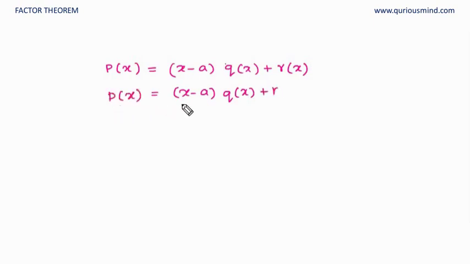So polynomial P(x), when divided by a linear polynomial x minus a, gives a remainder r, and the value of this remainder is the same as P(a). That was the remainder theorem we learned in our earlier video. That value of the remainder, in case P(x) is divided by linear polynomial x minus a, is the same as P(a). Now let's state the factor theorem.